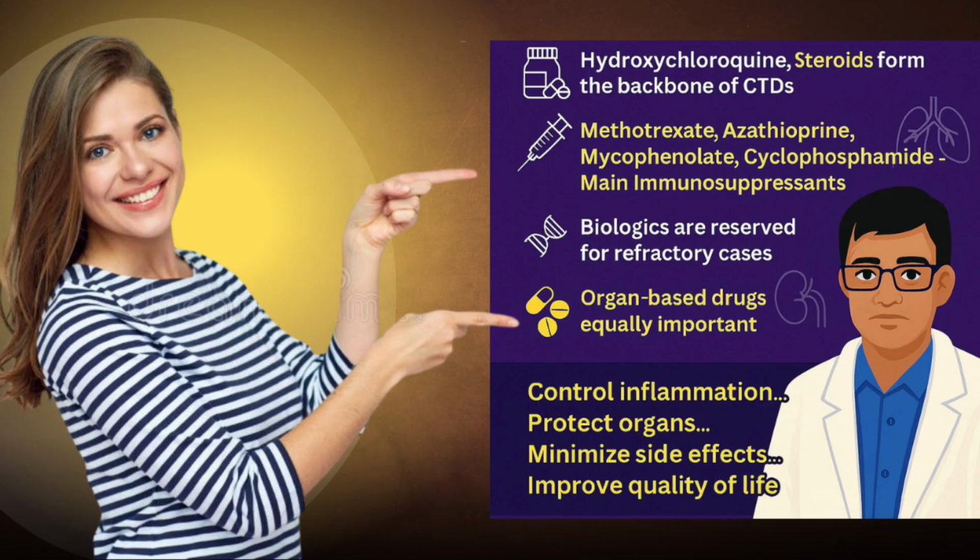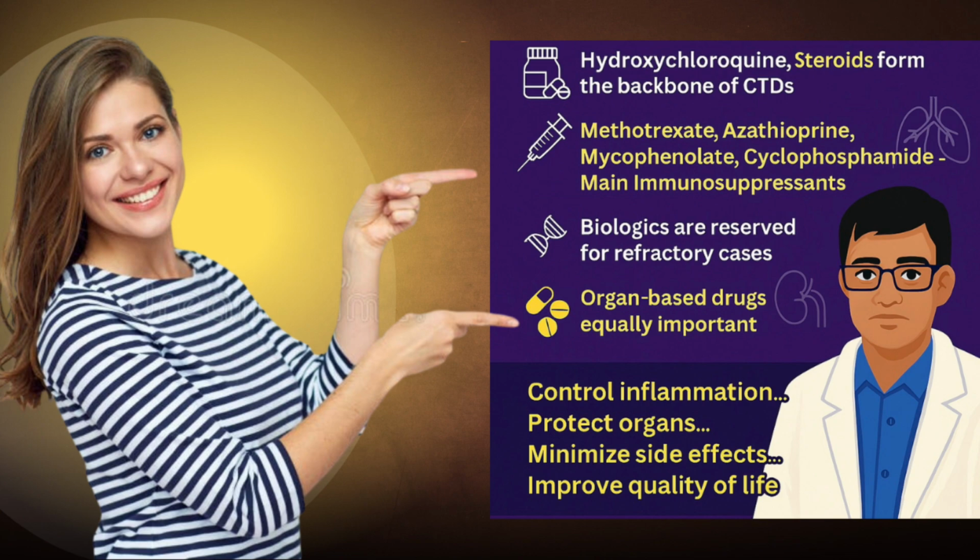Number 7, mixed connective tissue disease, or MCTD. Here, treatment depends on the dominant feature. For example, arthritis may need methotrexate, ILD may need mycophenolate, and pulmonary hypertension may need sildenafil. Hydroxychloroquine helps in mild disease, while steroids are used for systemic involvement.